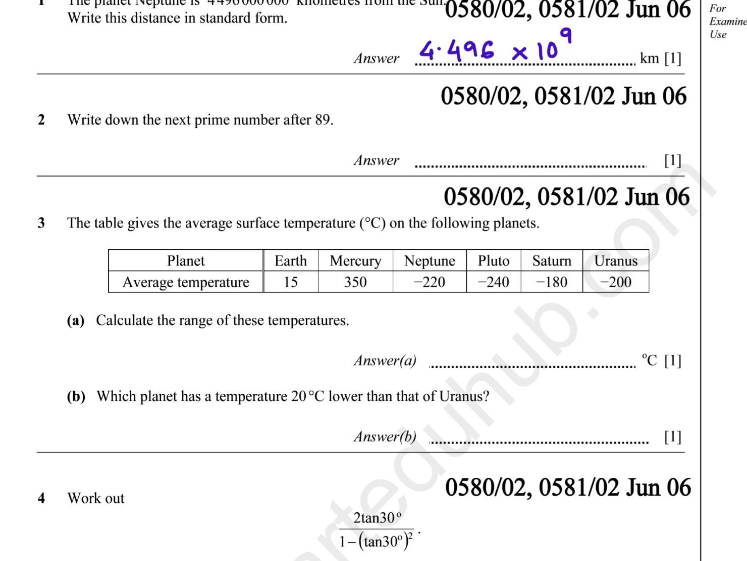Now always remember the range is the difference between the two values, that is one maximum value and one minimum value. So if you see over here, 350 is the highest temperature of Mercury. So if I do 350 minus minus 200, that leaves me with 350 plus 200, which is equal to 550. So my range is 550.